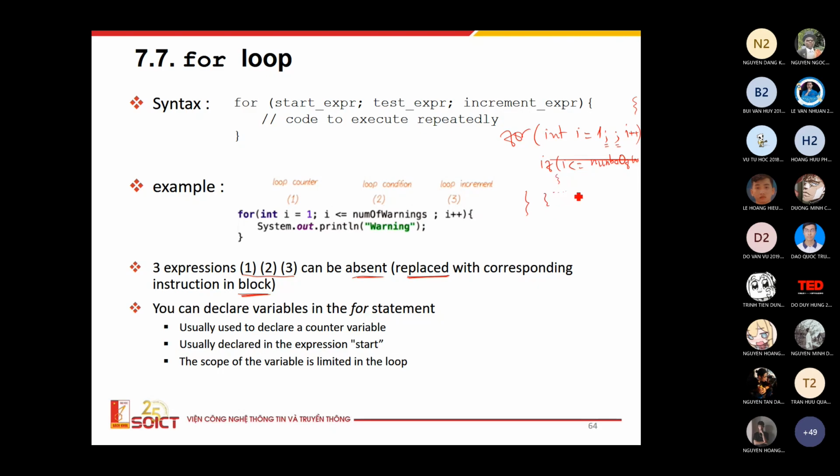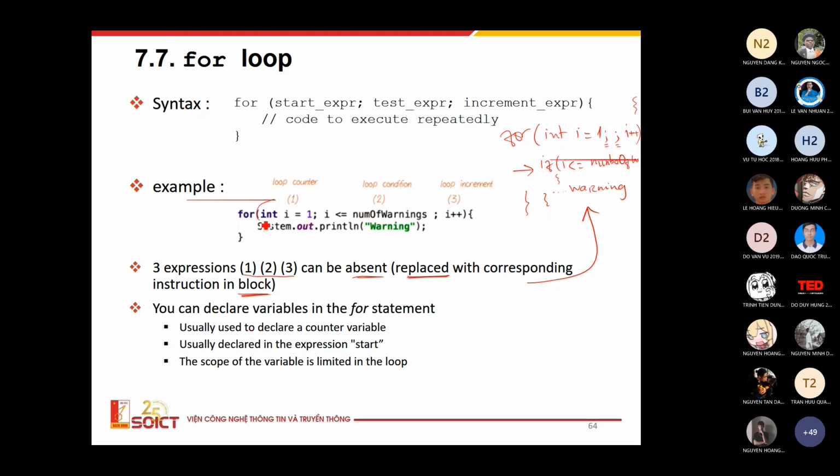You do something, a warning for example. This is the way you can make some expression absent, and you replace it with the corresponding comment in the block. And you can declare a variable in the for loop.